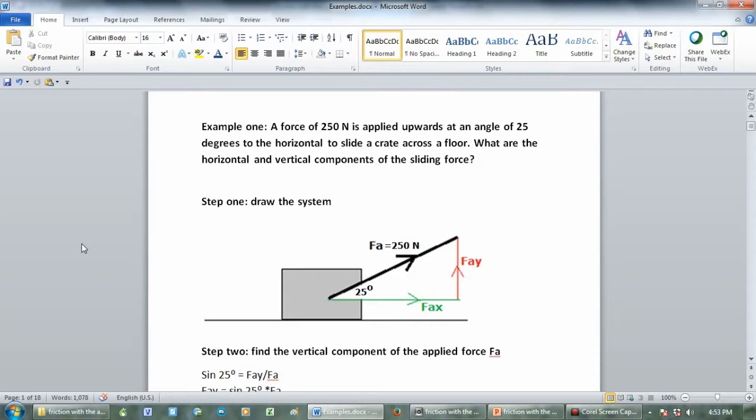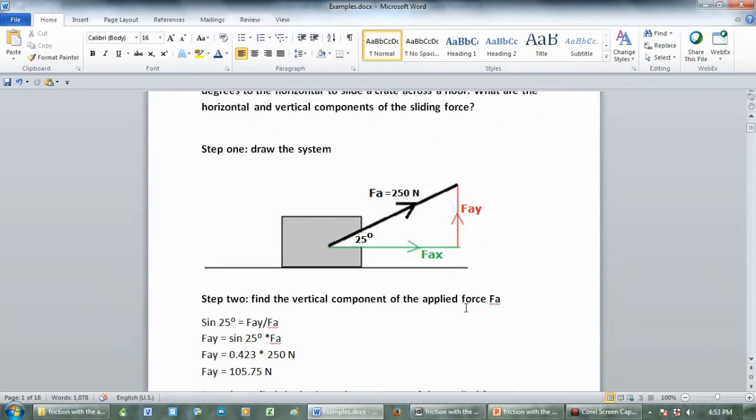Step 1. Draw the system. So we draw the system showing the applied force, the angle of inclination upwards of 25 degrees, and the vertical component Fay and the horizontal component Fax. Step 2. Find the vertical component of the applied force.